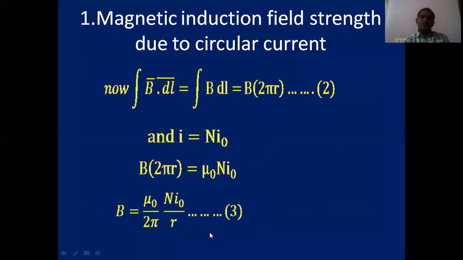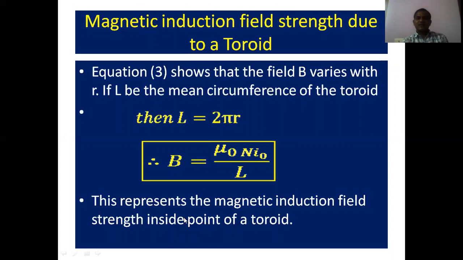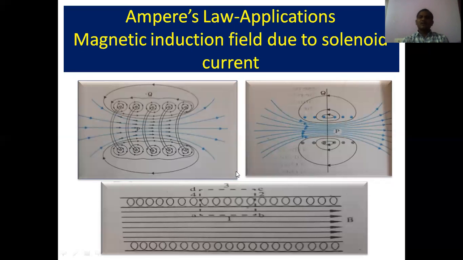So here we have B equal to mu naught by 2 pi, N I naught by r. From this, 2 pi r equals L, we substituted, then we get B equal to mu naught N I naught by L, right? Now, the third application is the magnetic induction field due to the solenoid current, right?